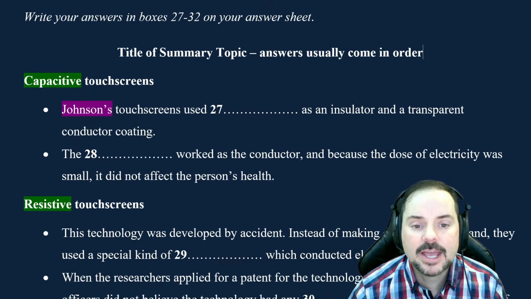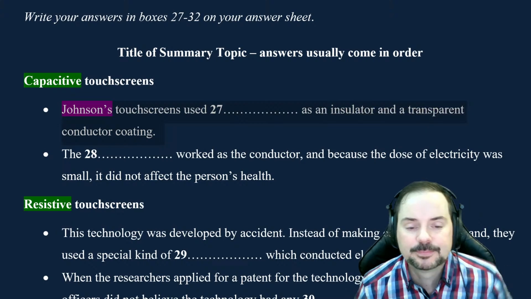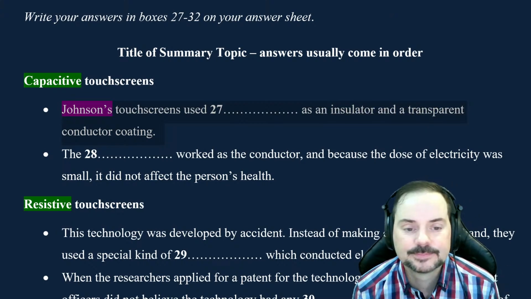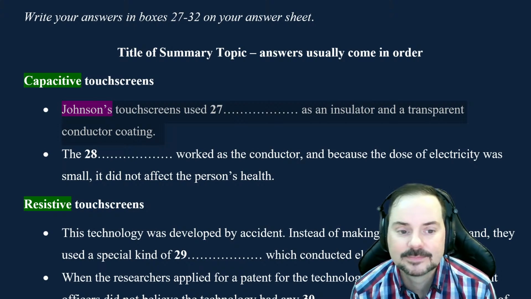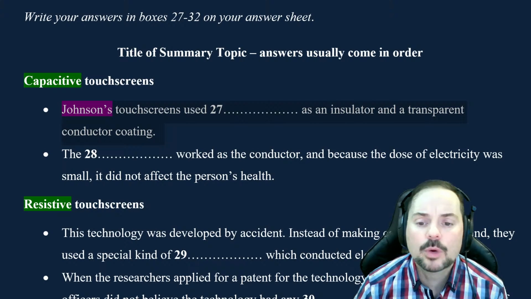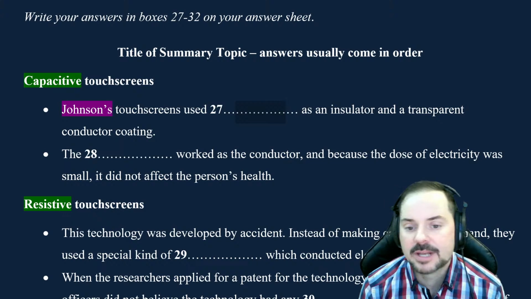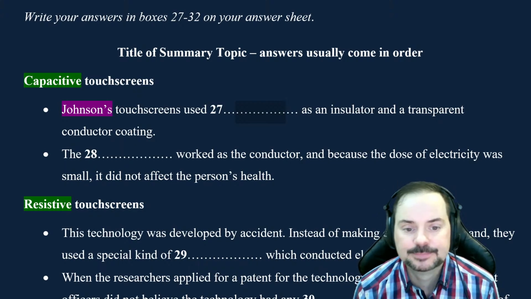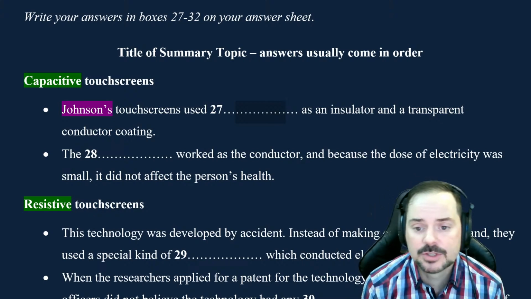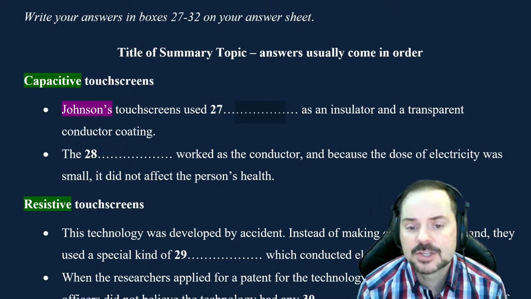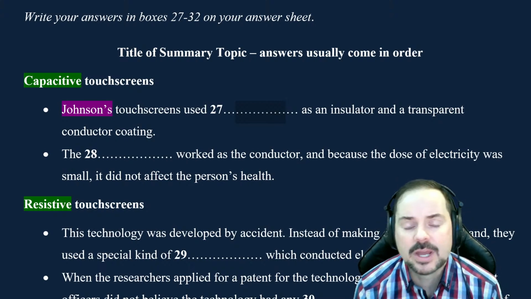All right, so go ahead and read this part here, capacitive touchscreens, and then read the first sentence, the first question. Okay, Johnson's touchscreen used then as an insulator and a transparent conductor coating. Okay, good. What type of word comes into this space for 27? Is it going to be a verb, an adjective, adverb, or a noun? What do you think? Noun. Yeah, absolutely, because it comes after the verb used, right? So it's got to be a noun, okay? So Johnson's touchscreens used something, a noun, as an insulator. What do you think is the right answer for that?